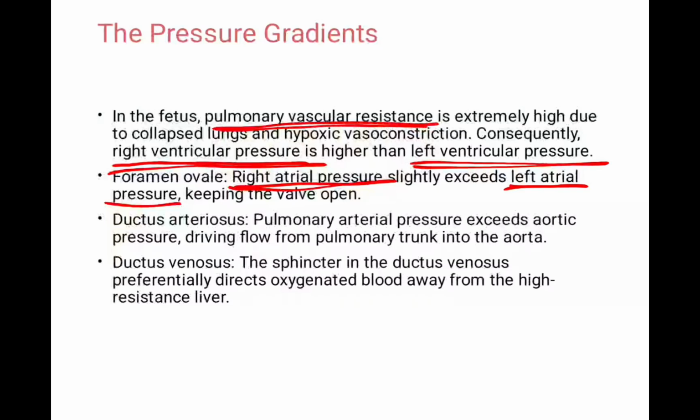So we have the ductus arteriosus, where the pulmonary arterial pressure exceeds the aortic pressure, driving flow from the pulmonary trunk into the aorta, because there's a pressure gradient, so it moves from the region of higher pressure to the region of lower pressure. Then we have the ductus venosus. It has a sphincter that preferentially directs oxygenated blood from the IVC and the umbilical veins away from the high resistance liver.